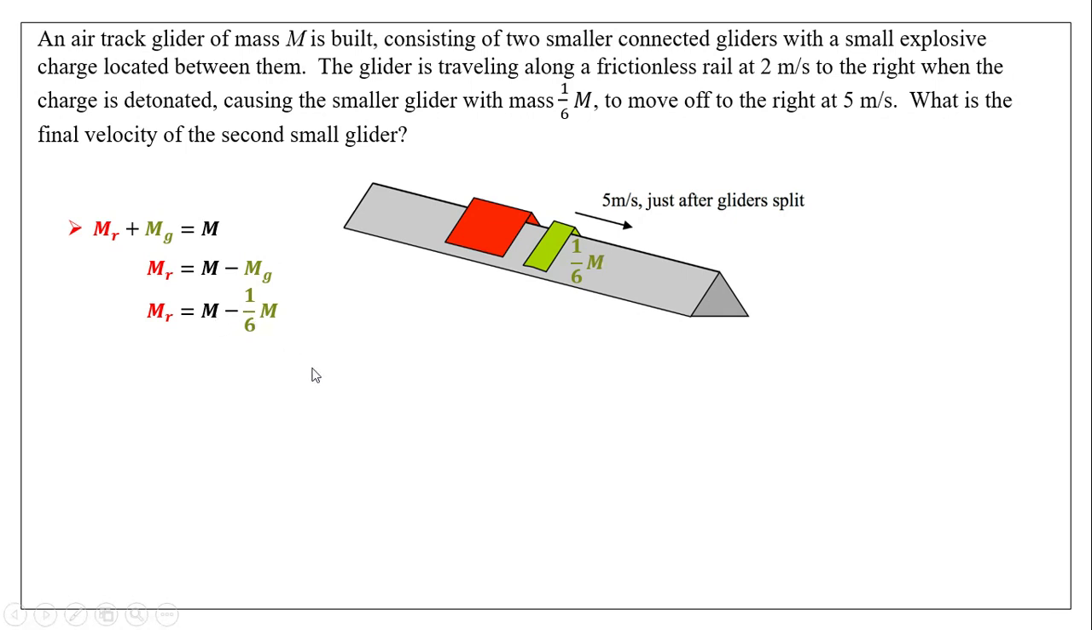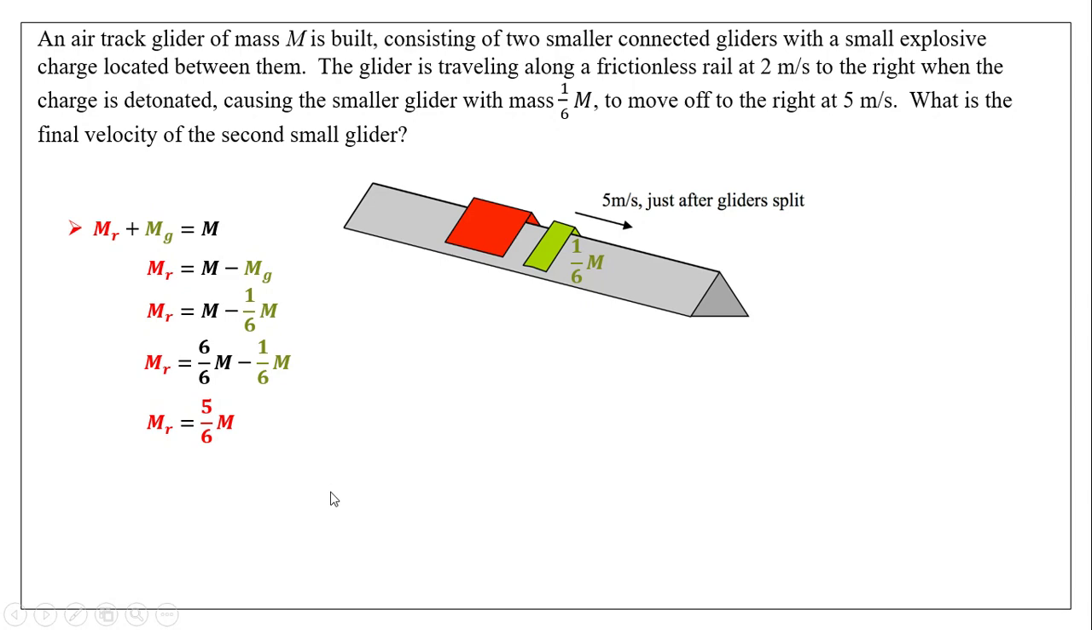So therefore, you need to find a common denominator. The common denominator here would be 6. So you need to multiply this total system of M here, top by 6, bottom by 6. Therefore, now you have a common denominator. So 6 minus 1 is 5, and the common denominator on the bottom is just 6. So the mass of the red glider would be 5/6 of M, which makes sense, right? Here is 1/6. The remaining mass has to be the leftover, which in this case is 5/6, because 5 plus 1 is 6. 6 over 6 is 1, which is the total mass of the system.